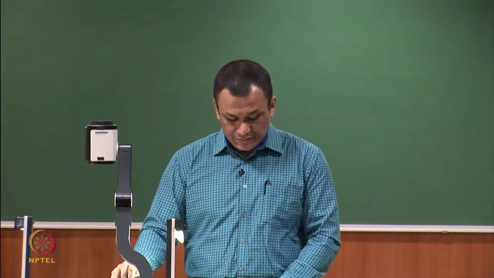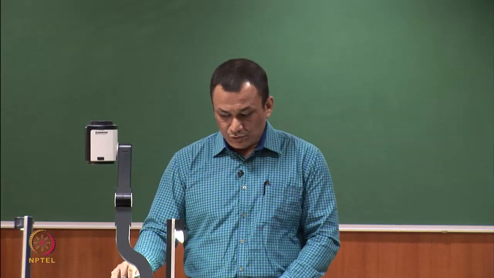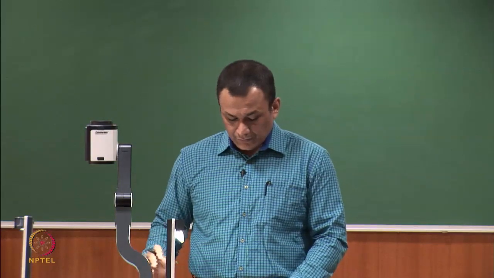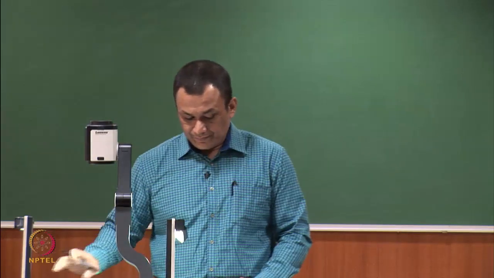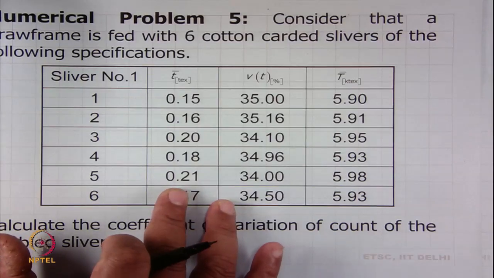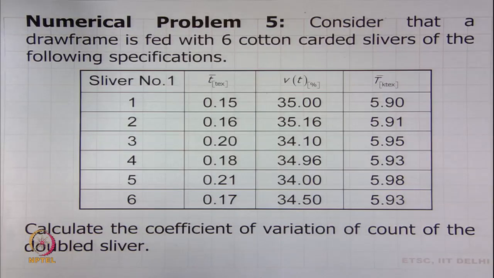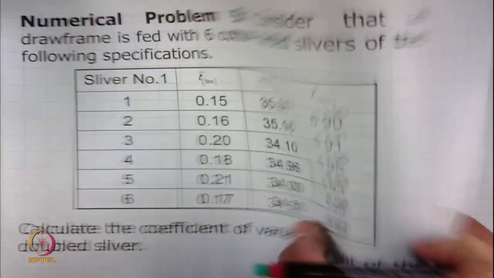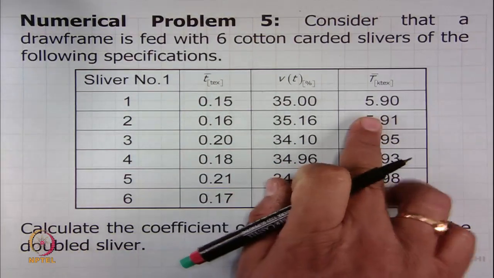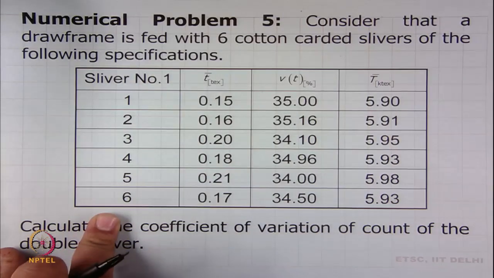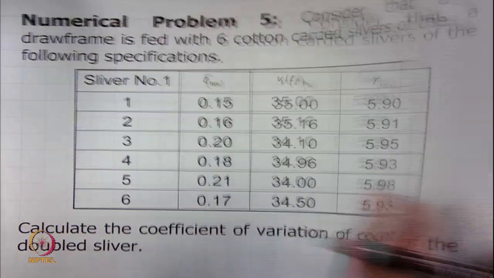What we have to do is that we have to find out the variance of the double sliver, mean of the double sliver and from there CV. But before that we have to use Martinelli's formula to find out the CV of individual slivers, is not it. So, let us do that.